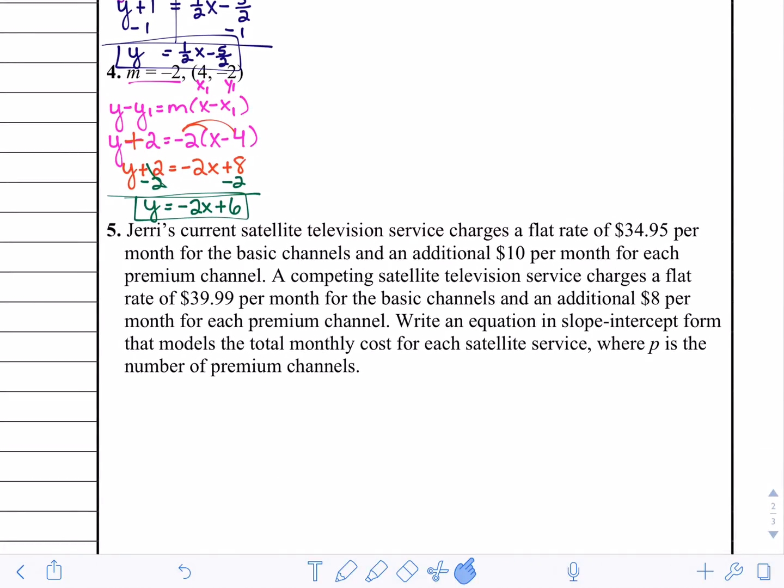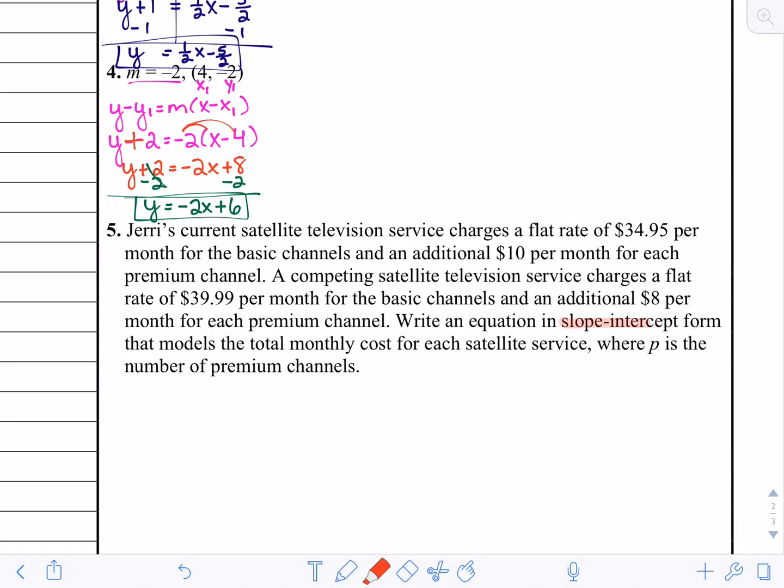Alright, and then we have one more word problem, and then that's it. It says Jerry's current satellite television service charges a flat rate of $34.95 per month for the basic channels and an additional $10 per month for each premium channel. A competing satellite television service charges a flat rate of $39.99 per month for the basic channels and an additional $8 per month for each premium channel. Write an equation in slope-intercept form.